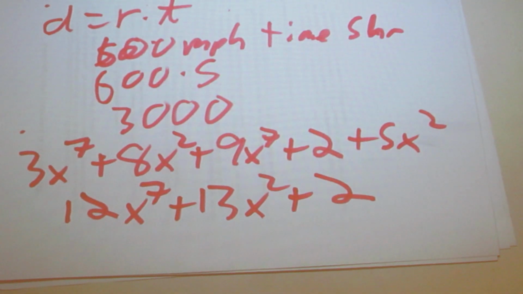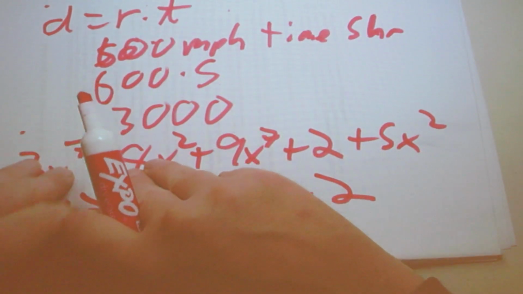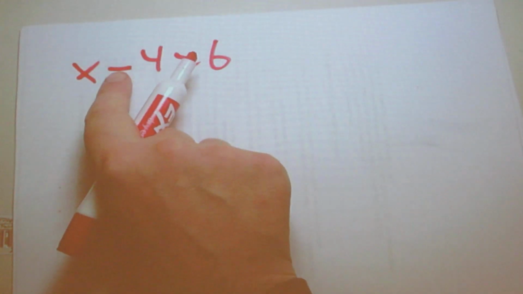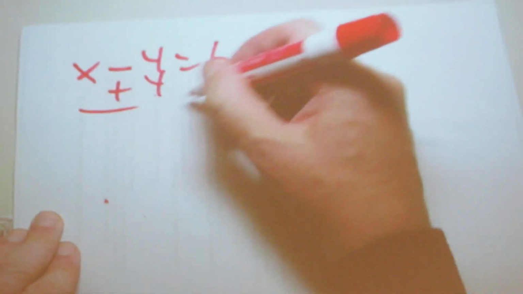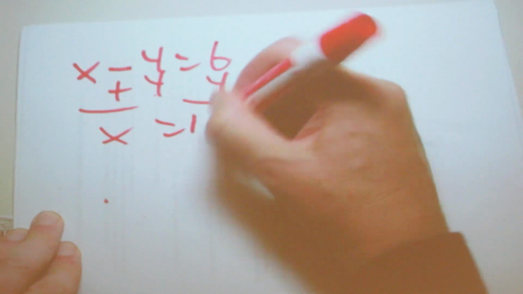After that, we're going to actually solve for a variable. So let's say we have x minus 4 equals 6. Since we're subtracting the 4, we're going to do the opposite and add 4 to both sides. We're going to have x equals 10.